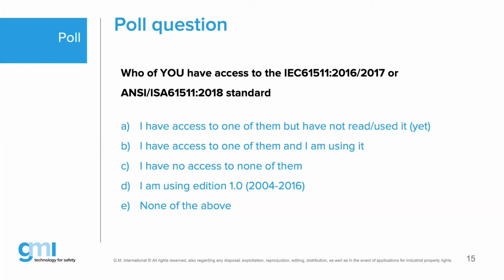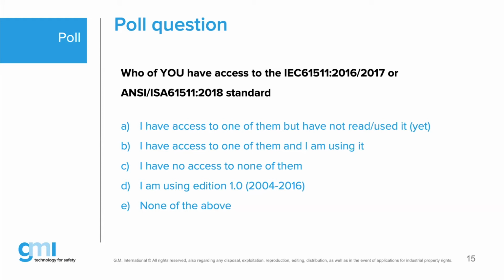Using edition 1 was 8%. Again, I would say be very careful, because edition 1 is no longer valid since 2016. Unless you live in the past and you have to comply to the past, I would say good luck. But for any modern installation or newer projects after 2016, I would not recommend using edition 1, because edition 1 is obsolete. Then about 33% of the audience is saying they have no access to any of them. Well, that's maybe the same as none of the above. You also have no access, so that's also not so good.